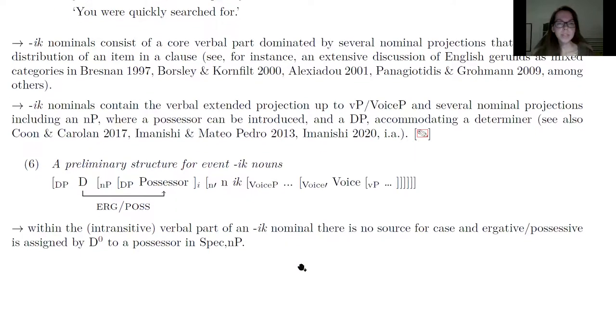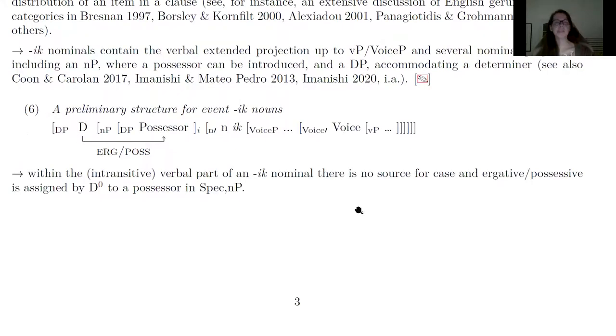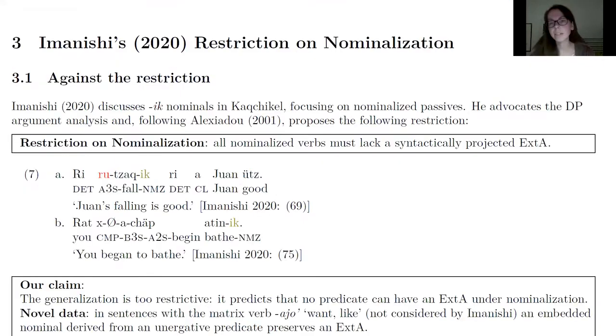Okay, so now let's go back to our 2 questions. So the first question was about the presence of this external argument, right? If we have here voice P and below that we have little vP, which usually hosts this external argument, can it be present in these ik nominals? And we address this question because, as I mentioned, it's been recently proposed by Imanishi that actually all Kakchikel nominals must obligatorily lack this syntactically projected external argument. And this proposal falls very nicely in line with the more recent claim by Alexiadou that in many Indo-European languages, for example, only anti-accusative verbs can be nominalized. So that's why we decided to also address this question.